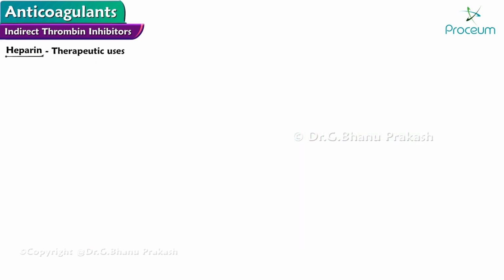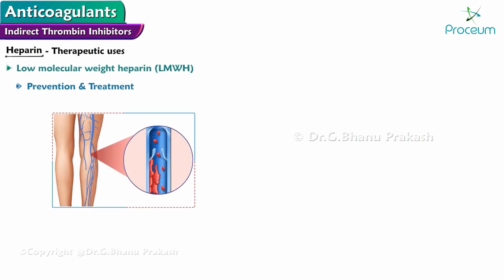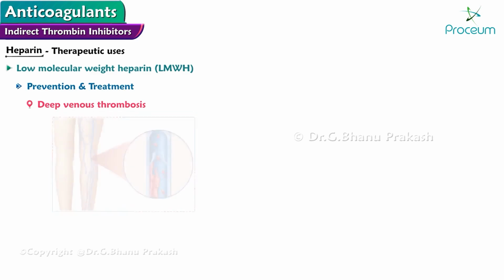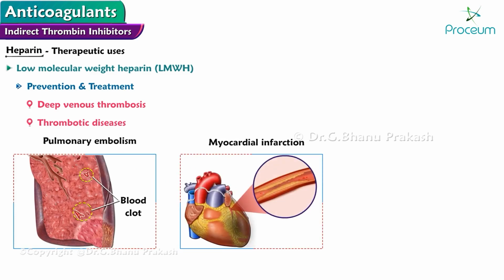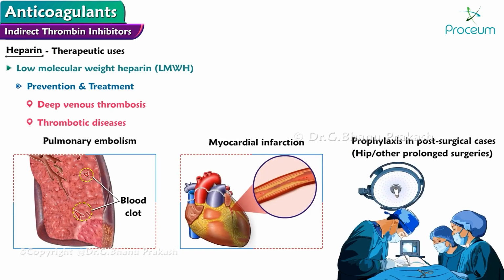Therapeutic uses of heparin. Low molecular weight heparin, more commonly, is used in the prevention and treatment of deep venous thrombosis, thrombotic diseases like pulmonary embolism, myocardial infarction, and prophylaxis in post-surgical cases, hip and other prolonged surgeries, to prevent complications which may arise due to thrombosis.